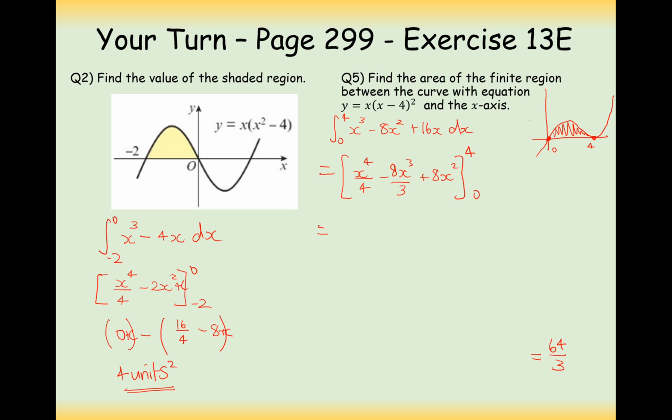So carrying on, substitute a 4 in here, and we're going to get 64, and then the next part here is going to be 512 over 3, and then the next part here is going to be 128, and then we're going to subtract. We've substituted in 4, now we substitute in 0, and this is just going to be a 0. And now adding these three components together, we get 64 over 3, which was what we were looking for when we checked our answer on our calculator.